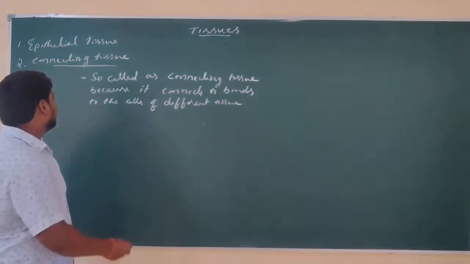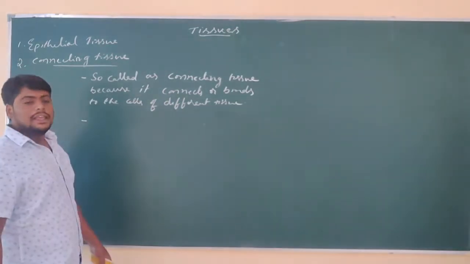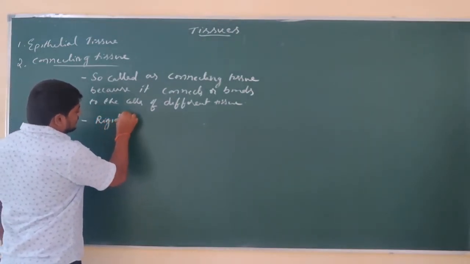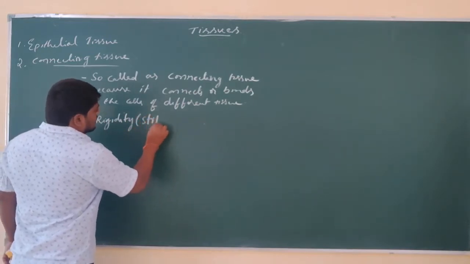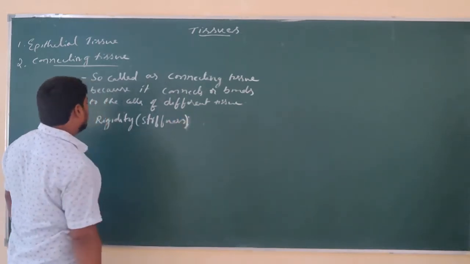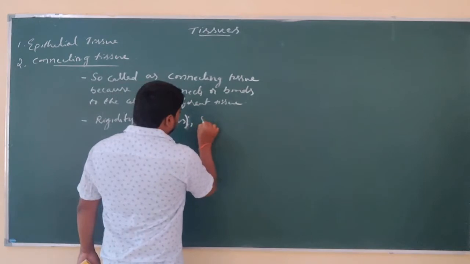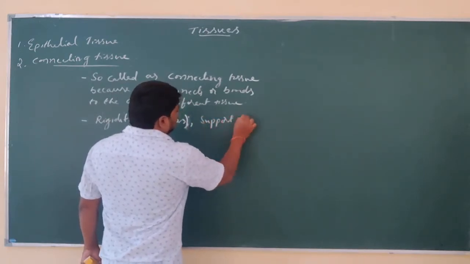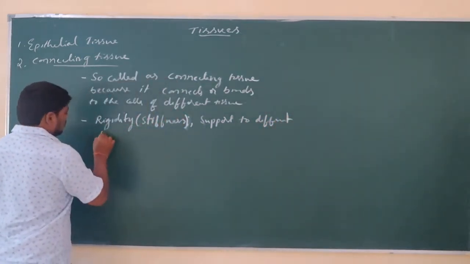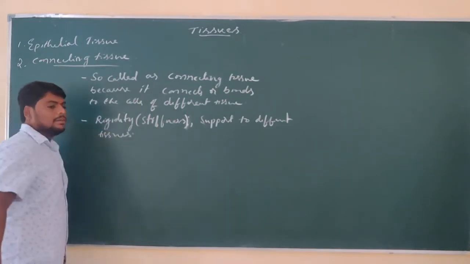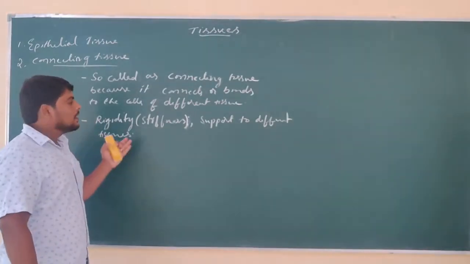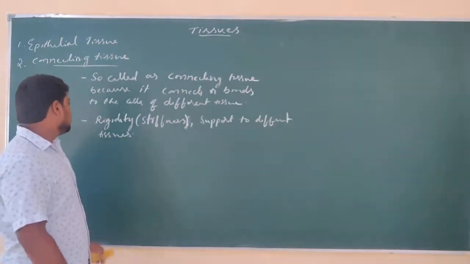So this is connecting tissue, and it gives rigidity, that is, stiffness of the tissues. Rigidity means stiffness, and it also gives support to different tissues of the body. Understand? So it gives rigidity and gives support to different tissues. That is what you can see.